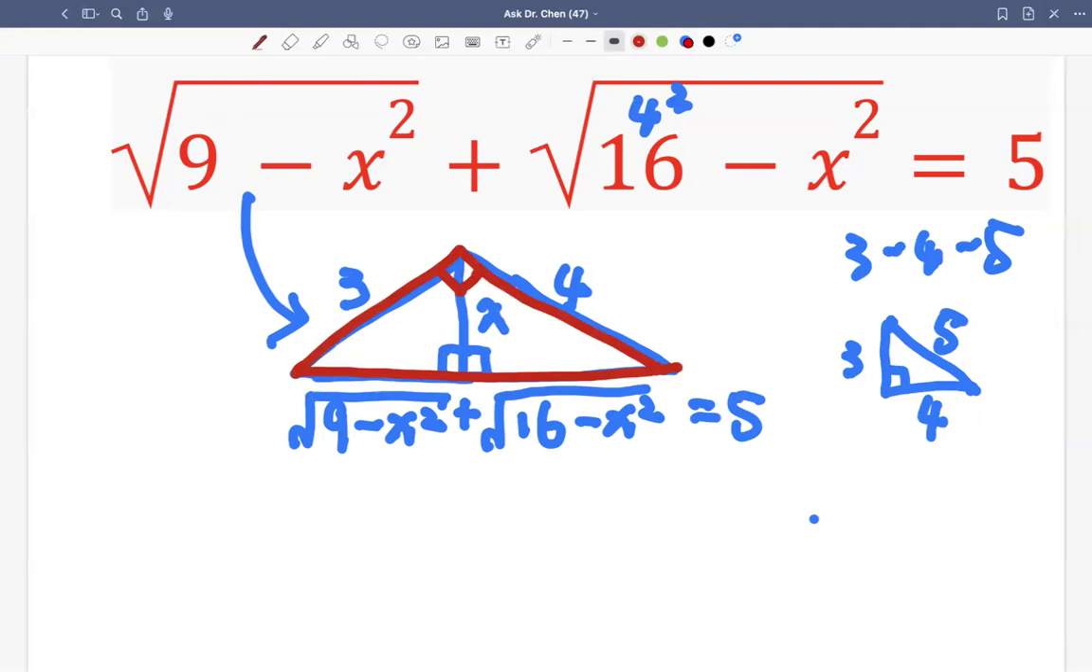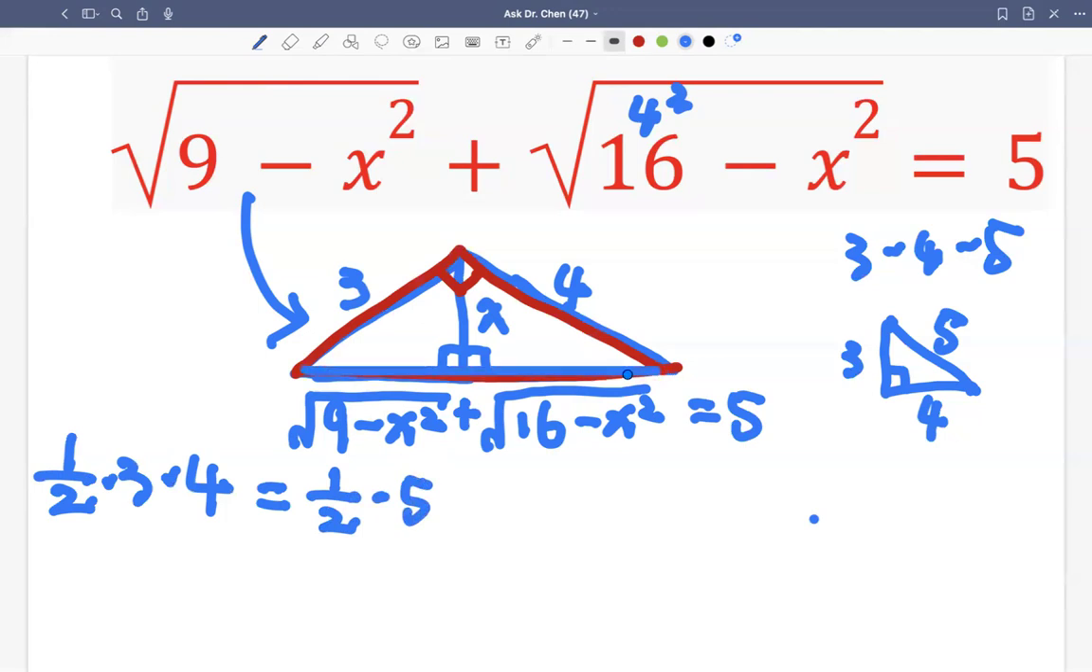Well, then we can use the area formula. The area is a half of the base times the height, right? So one way we could get the area of this triangle is by doing half multiplied by 3 multiplied by 4, because this is a right triangle. If we take 3 as a base, then 4 will be the height. So this is one way to get the area. Another way of getting this area is to do half times 5, taking this as the base, then multiplied by x, because x would be the height.